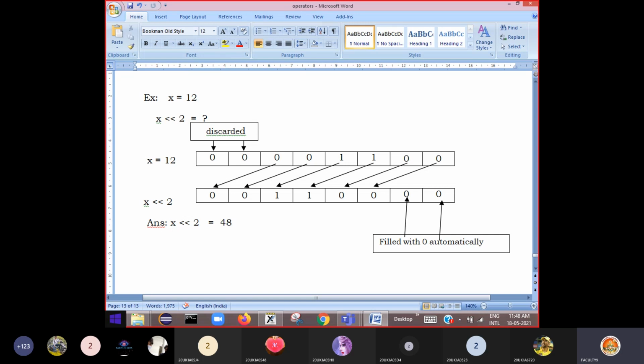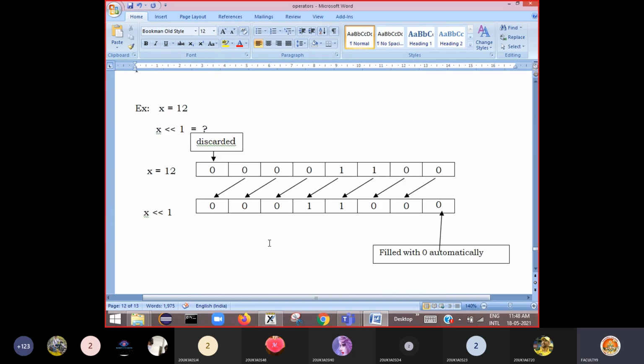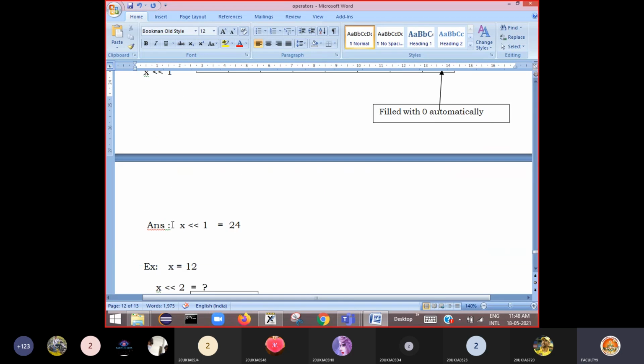Now we can come to a conclusion here. Now try to understand here. X is equal to 12, and when you move one bit position towards left, simply when you move all the bits towards left by one bit position, the number became 24. The number became 24. That means the number gets doubled here.